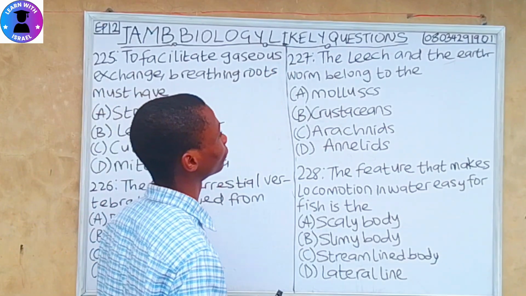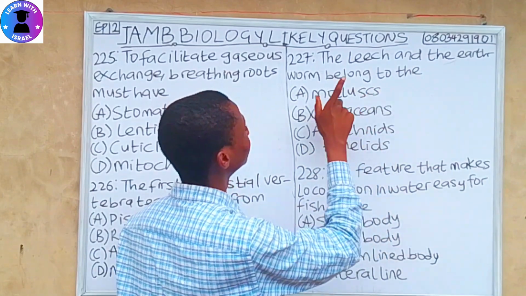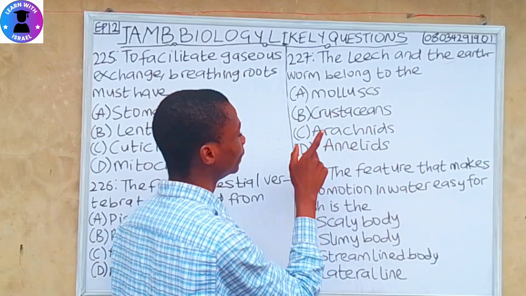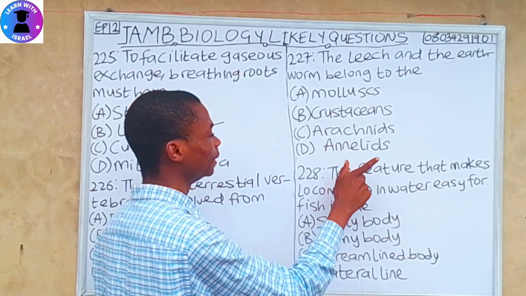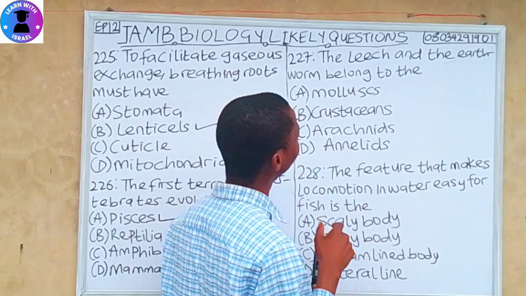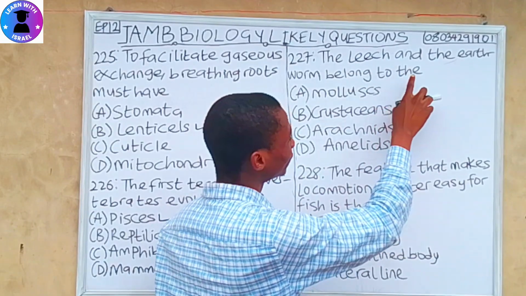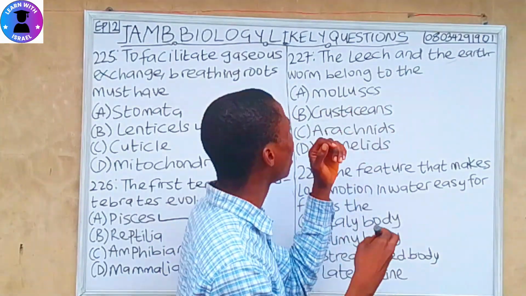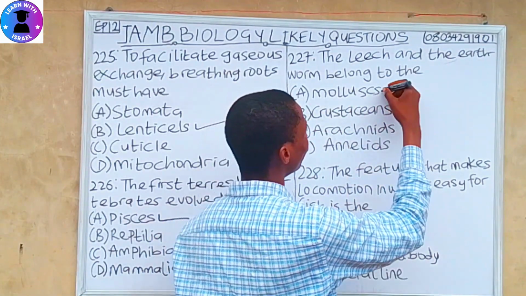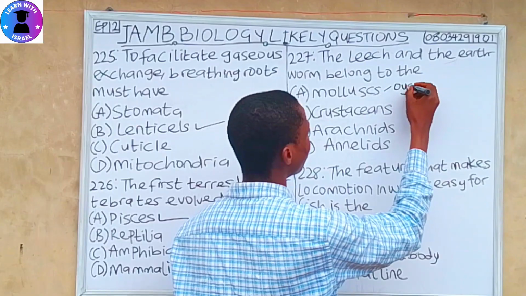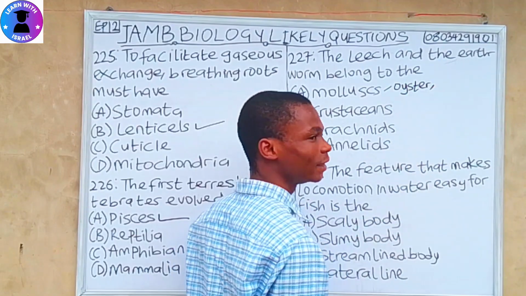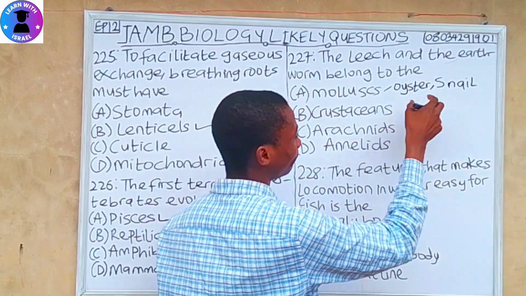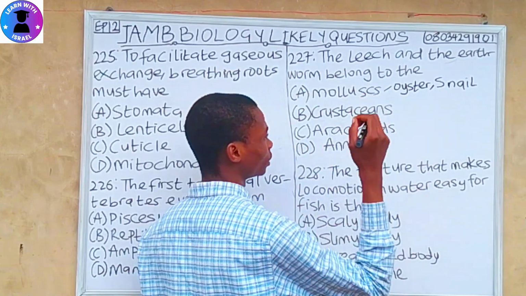Question 227. The leech and the earthworm belong to the A. mollusk, B. crustacean, C. arachnid, D. annelid. So let's start from mollusk. Leech and earthworm do not belong to mollusk. Let me list out the organisms under mollusk. Under mollusk, you can find oyster and snail. These are animals that you can find under mollusk.